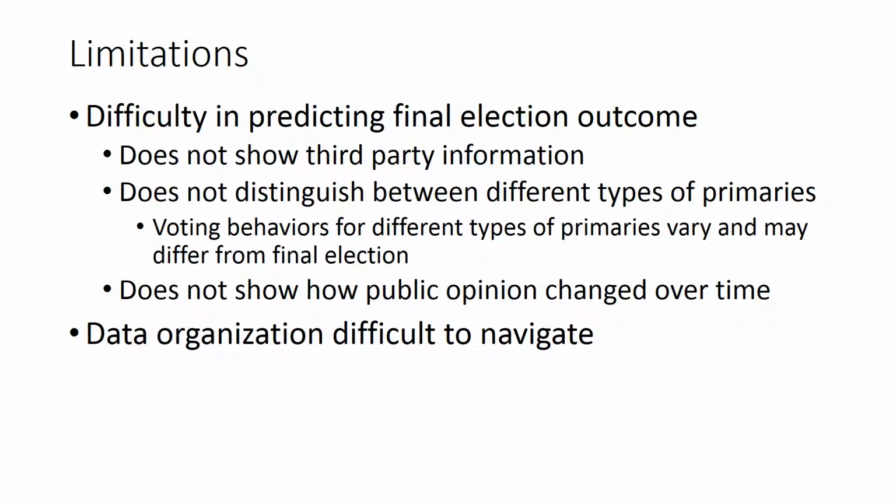While the 2016 primary data determined the party's nominees for president, it did not show how public opinion changed over time. Therefore, this data cannot be used to accurately predict the outcome of the final election. It was also difficult to extract the data to answer the third question because the dictionary vote data is organized into candidate dictionaries. It would have been easier to navigate if vote data had been organized into dictionaries for each party and then for each candidate.